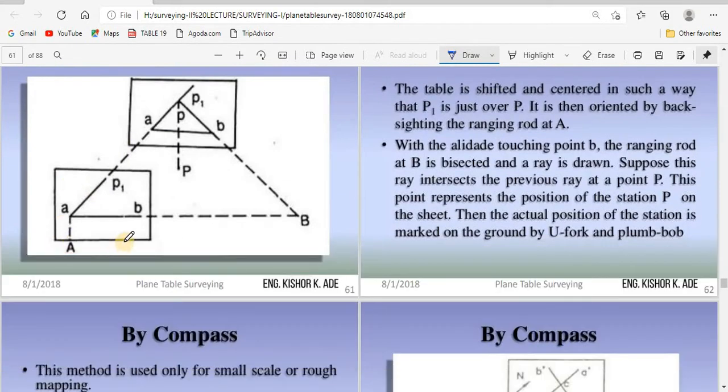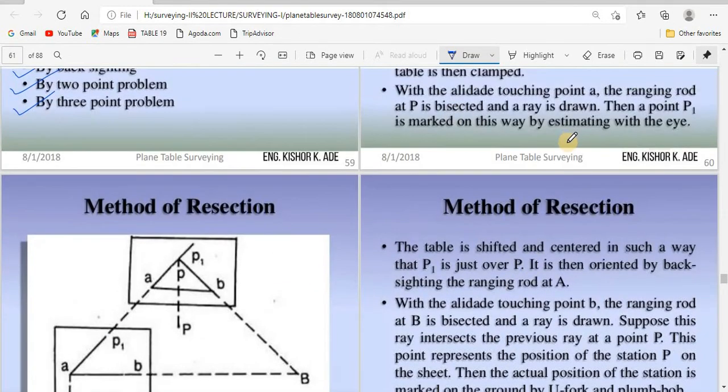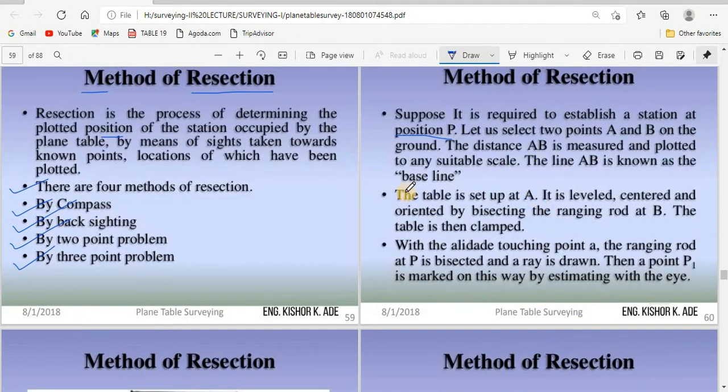So what you have to do, you have to install your table at point A, and then you have to perform your temporary adjustment, that is, do your centering and leveling work. After that, bisect the ranging rod which has been established at point B. Okay, after that, with the help of a suitable scale, draw line AB over here, small a and b, that represents your baseline basically. Okay, so this line AB is nothing but your baseline. After that, what you have to do is that the table is then set up at point A. The table is leveled, centered, and oriented by bisecting the ranging rod at B.